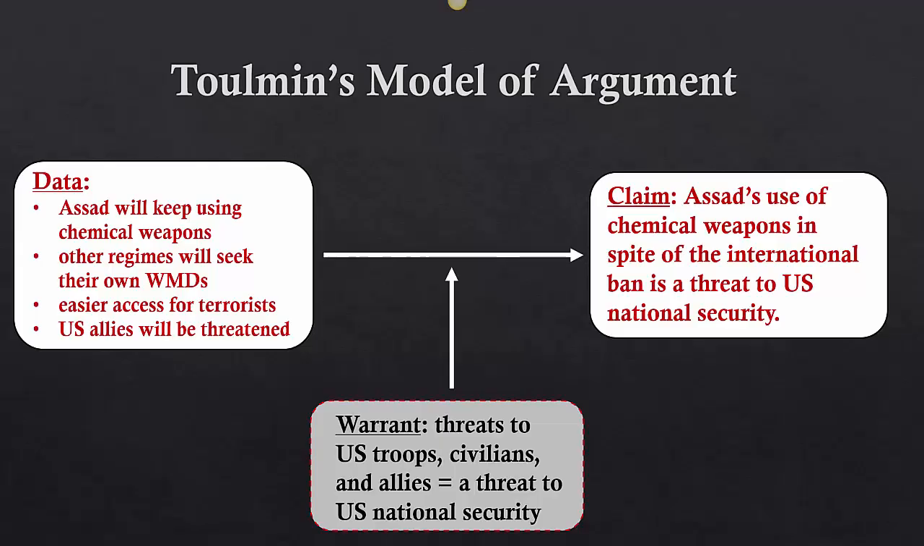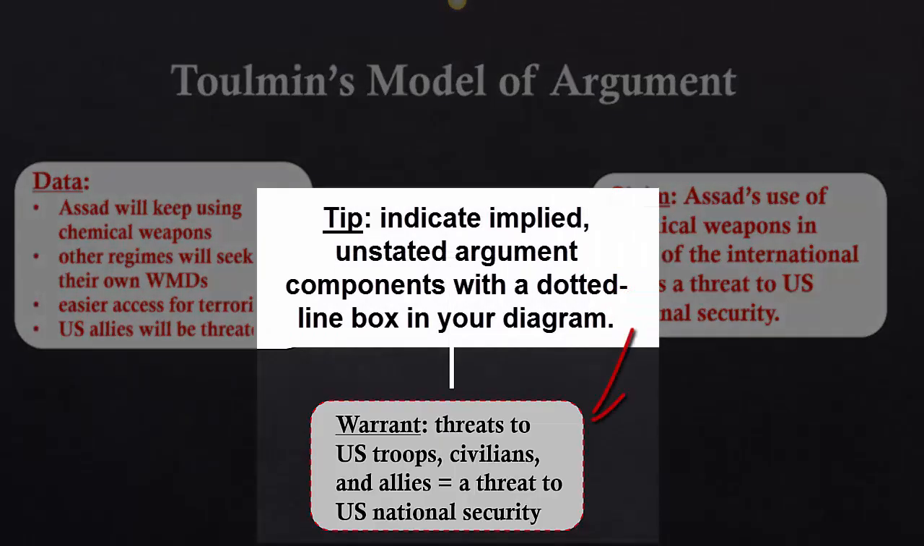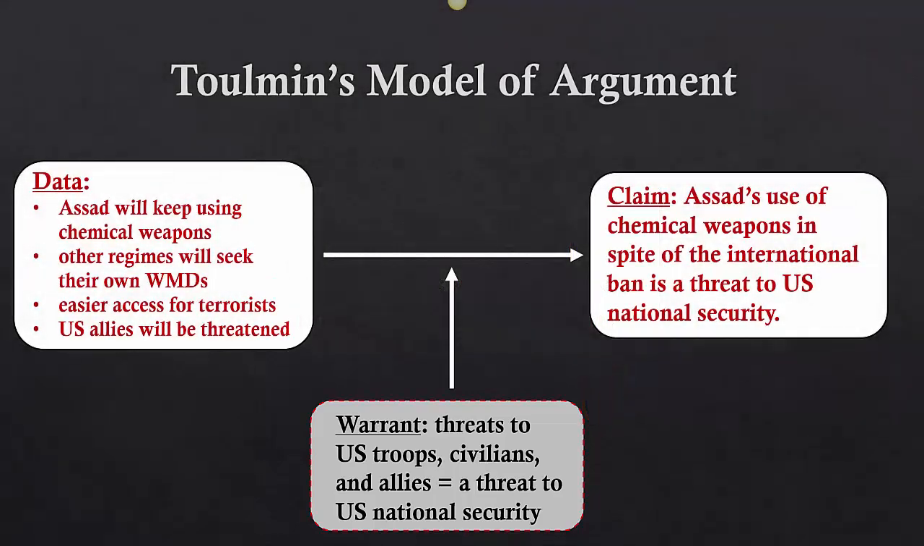But ultimately, what he's getting at is that if we have these kinds of threats to U.S. troops in the region, threats to civilians due to the expansion of conflict, as well as the use of terrorist weapons, as well as threats to U.S. allies, all of these things constitute a threat to U.S. national security. He doesn't come right out and say that, but it's heavily implied by the way that he presents the evidence. And so you can see how the warrant, even though it's unstated, can be used by the audience to semi-consciously connect the dots.